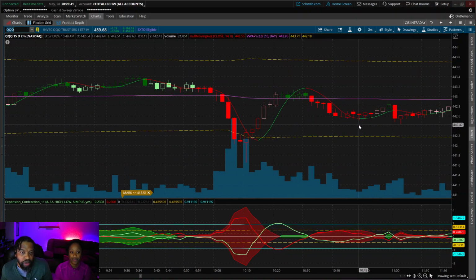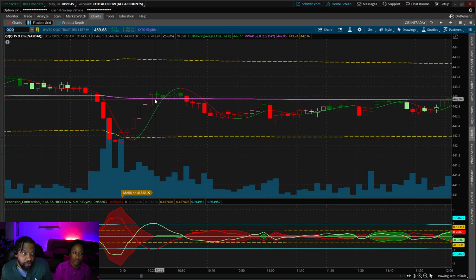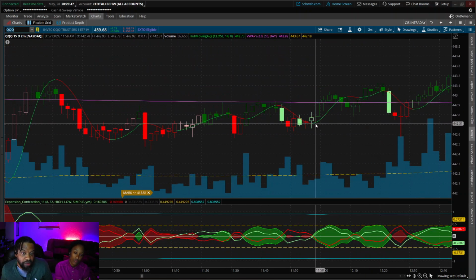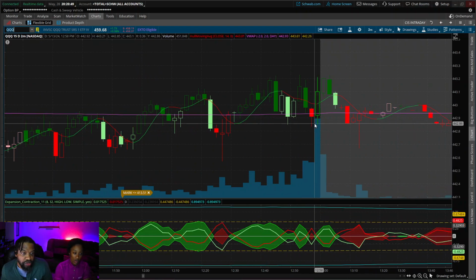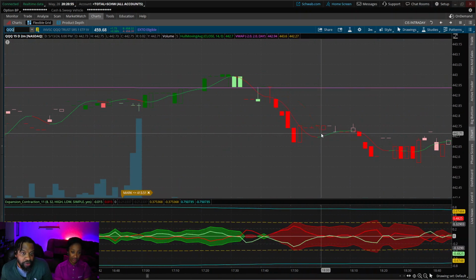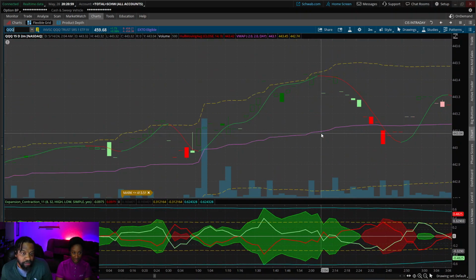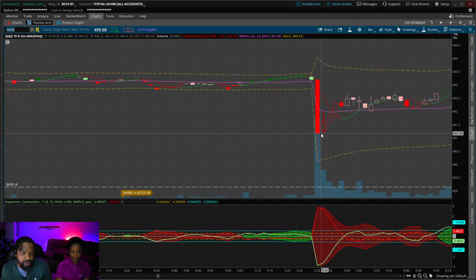Okay. As we continue, that play worked out great. Boom. Took a quick scalp. We're going to continue, and there's the day. Okay. So that's one day. We're going to keep going and see if we can do another day. See how Q does.